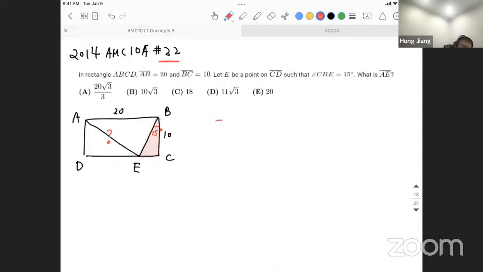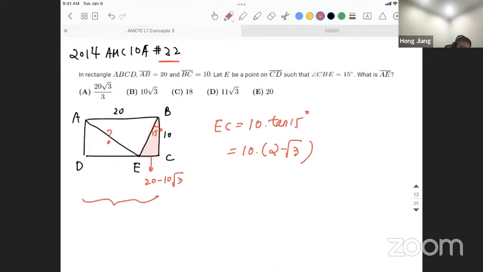What's the value for EC? EC is 10 times tangent 15 degrees. Tangent 15 degrees is 2 minus root 3. So this is 20 minus 10 root 3. Because the total value AB is the same as CD, which is 20, this remaining piece DE is 10 root 3.